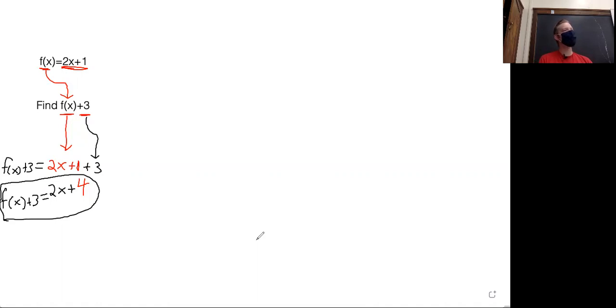Questions on that example? I want to show you another example here in just a minute. But for the moment, that's really all we need to do there. If we see f of x, we can replace f of x with the f of x that we already have.